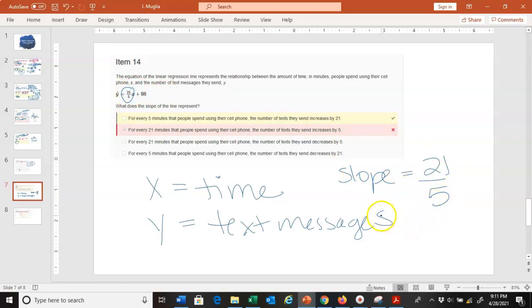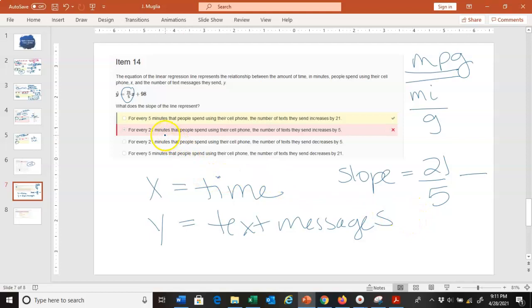I don't know why, but whenever I think of slope, I think of miles per gallon. I know we're not talking about miles per gallon, but it always helps me visualize what a slope is. So this is something per something. What does the 21 represent, and what does the 5 represent? That's what you have to think about. Miles per gallon, what per what?